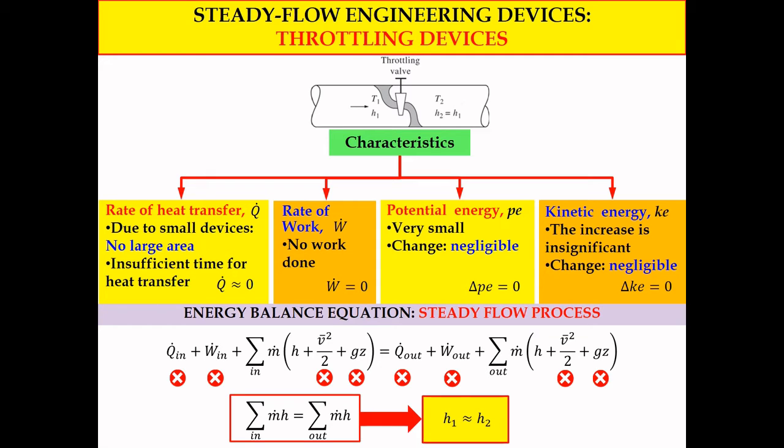For the throttling device, we only have one inlet and one outlet. Okay, so the mass flow rate at the inlet and at the outlet will be the same. So we can cancel out M dot in the equation. So the final equation for the throttling device will be h1 approximately equal to h2. Okay, the enthalpy at the inlet will be equal to the enthalpy at the outlet.